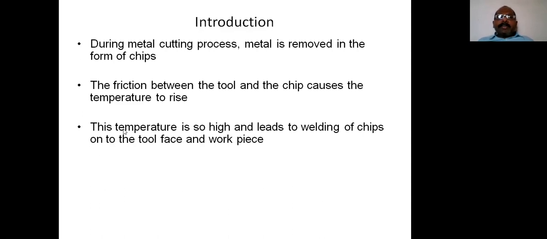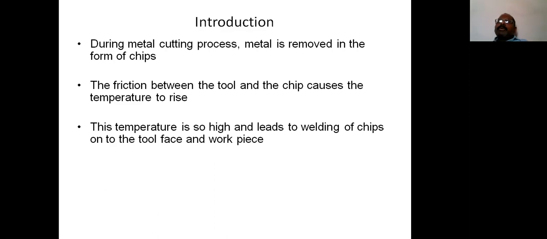So what is the meaning of so high? This high temperature changes from metal to metal. For aluminium, around 1100 to 1200 causes welding. For cast iron, it requires a temperature around 1800 to 2000 degrees centigrade. Likewise, at a particular temperature for a particular material, the chip may join with the cutting tool. That is the dangerous phenomenon.